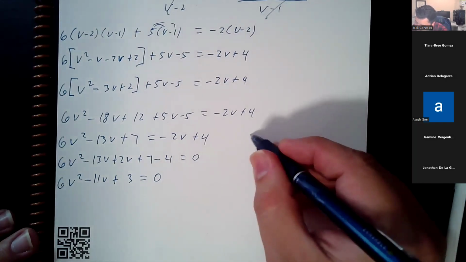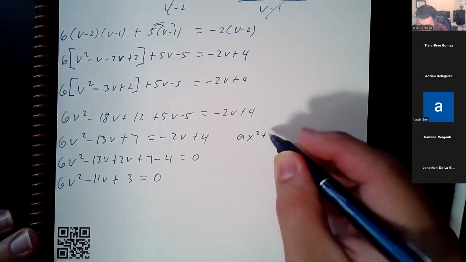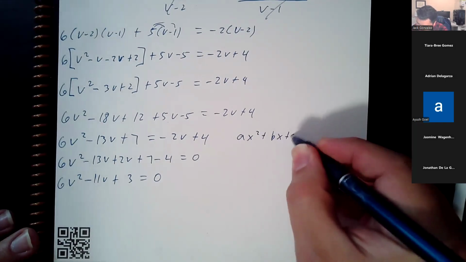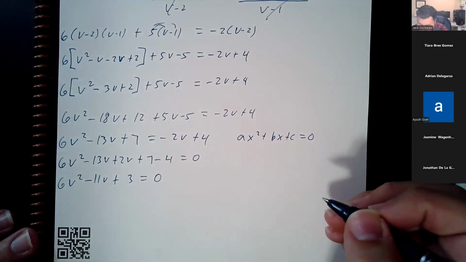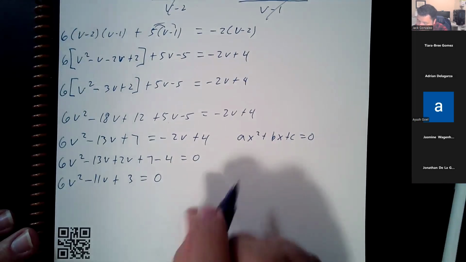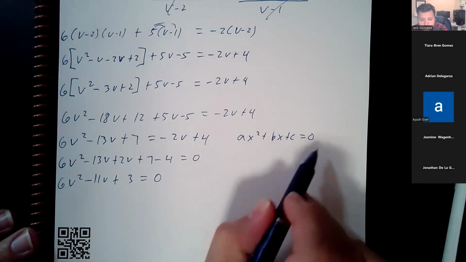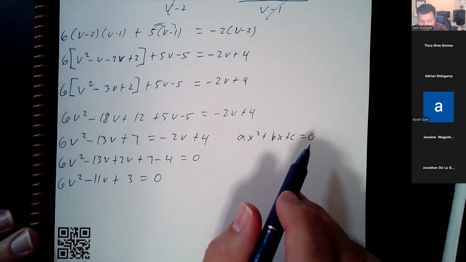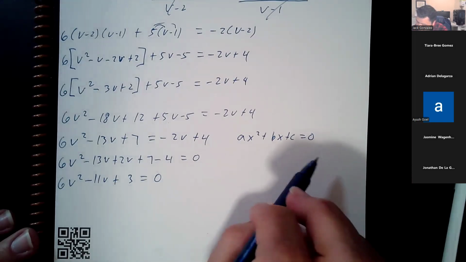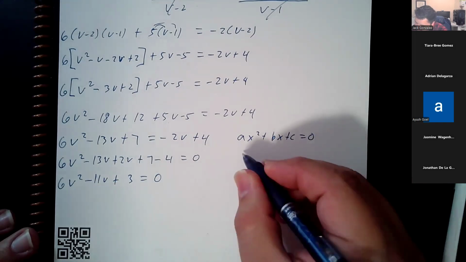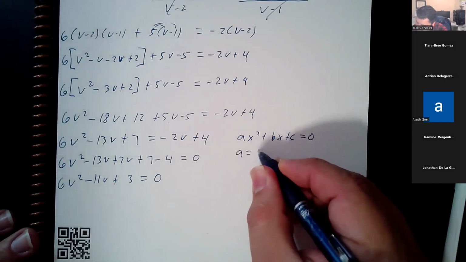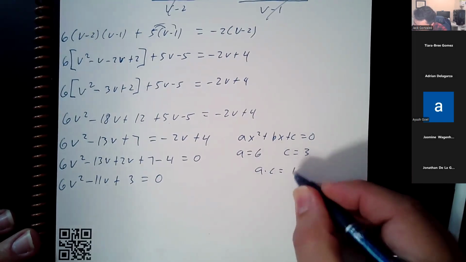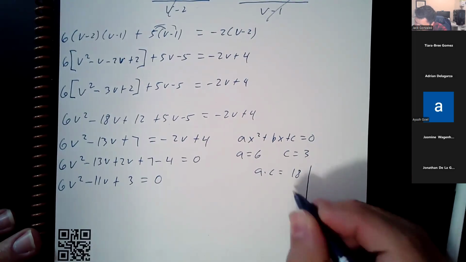So remember that, all right, this is the general form for a quadratic equation equal to 0. Then our A is 6 and our C is 3. A times C is 18. This is the technique we're going to use.